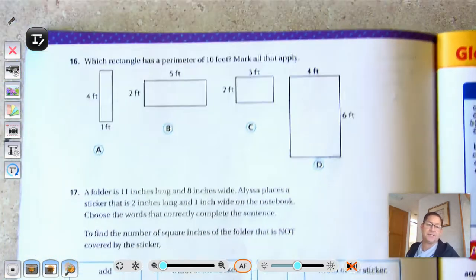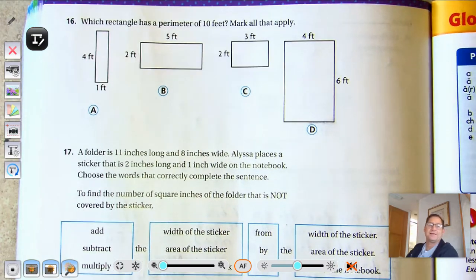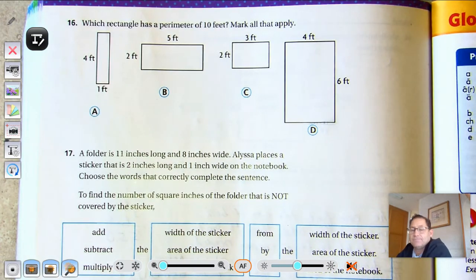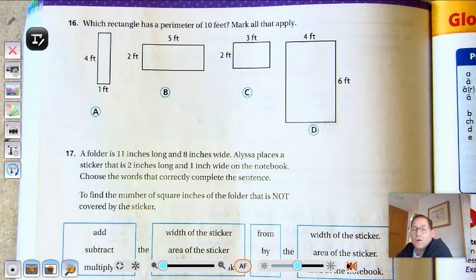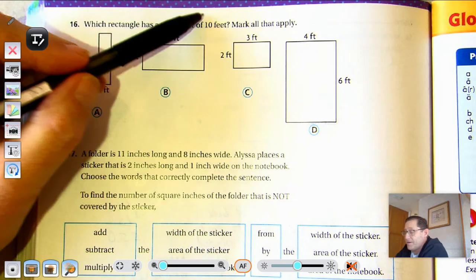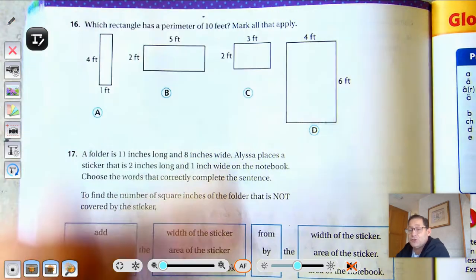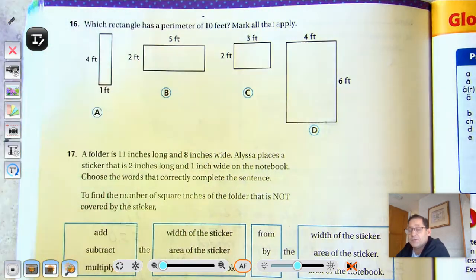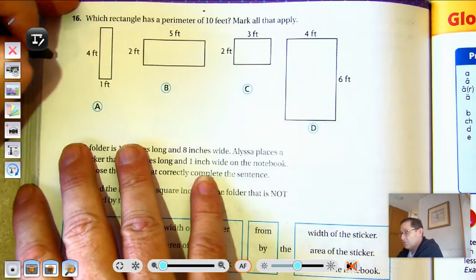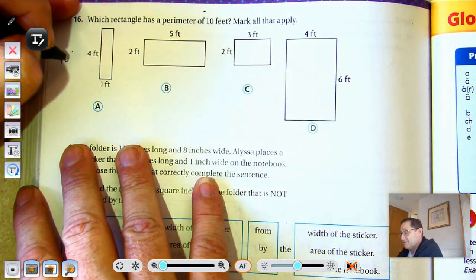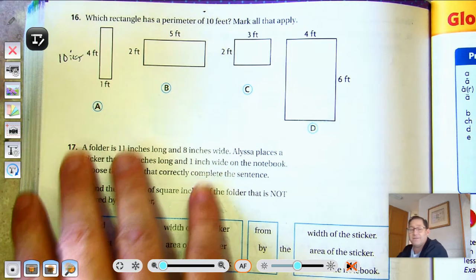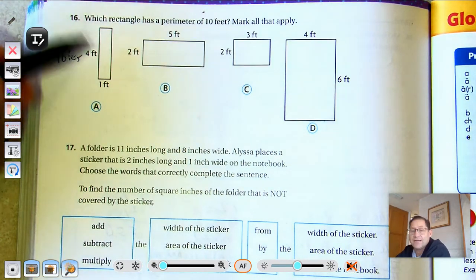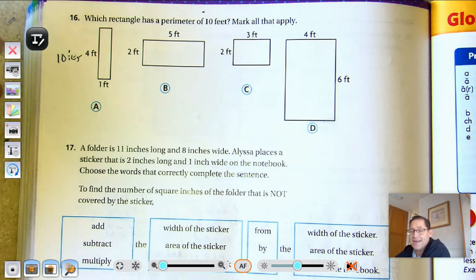Last page, 16. Which rectangle has a perimeter of 10 feet? Mark all that apply. Okay, so if perimeter is 2 times the sum of the length plus the width, then if they give me a perimeter of 10, if I divide by 2, that tells me what the two sides have to add up to. So 10 divided by 2 equals 5. So if the sides of my rectangles add up to 5, the perimeter will be 10.